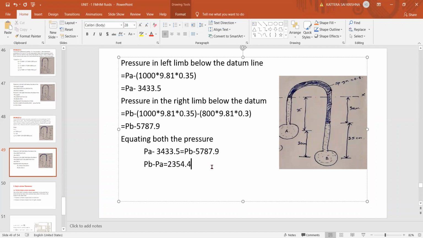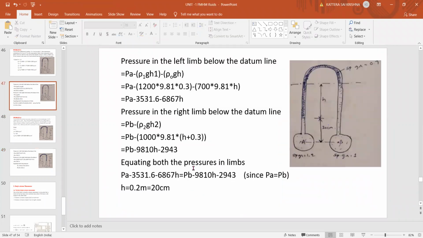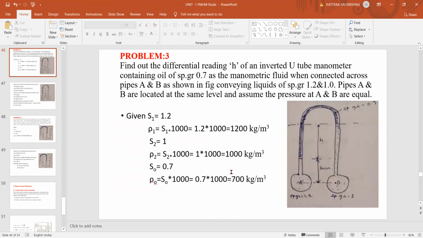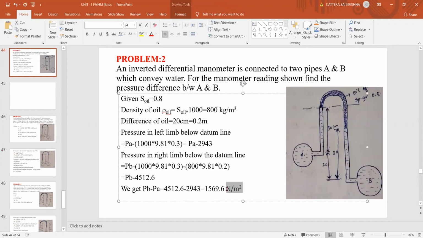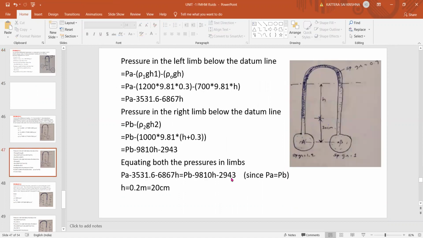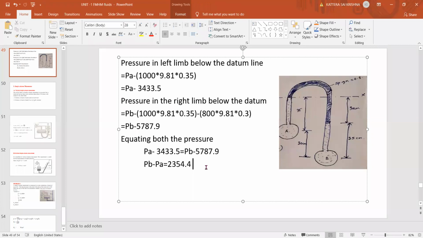Units? Newton per meter square. Yes, pressure units. Newton per meter square. Just wait, I'll show the slide again. I'm just copying this. Newton per meter square. Right?